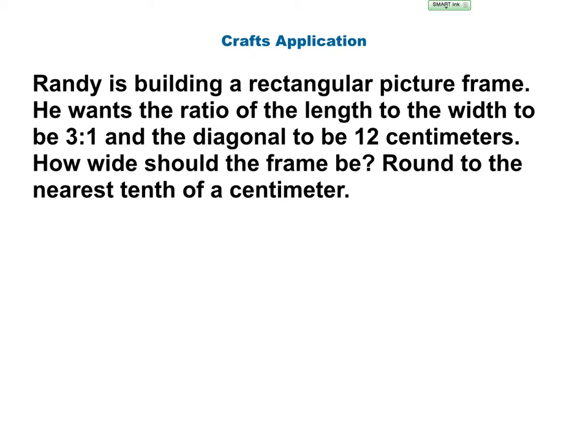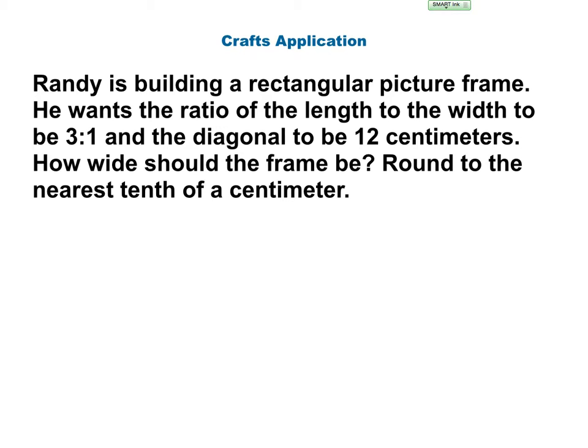This one says Randy is building a rectangular picture frame. He wants the ratio of the length to the width to be 3 to 1. What's that mean? Length to width is 3 to 1. Okay. Length is 3 times longer than the width. Okay. And the diagonal is to be 12 centimeters. How wide should the frame be?